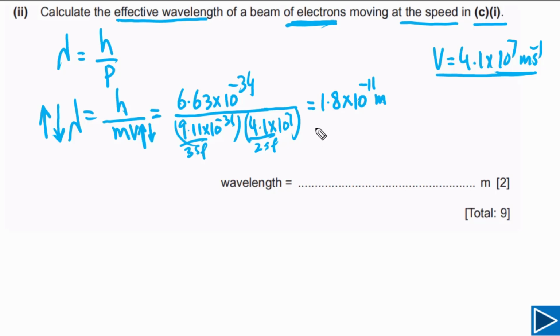And this question has 2 marks. If you have written these steps, meaning you have plugged in values of Planck's constant, mass, and speed, you will get 1 mark, that is the C mark. And the last mark you will get if you have done correct calculations and you have got the right answer. That is the answer mark.